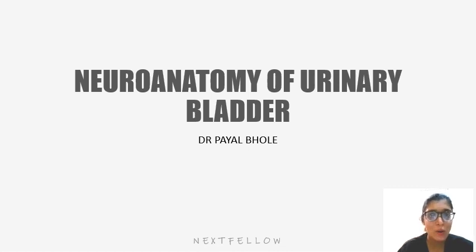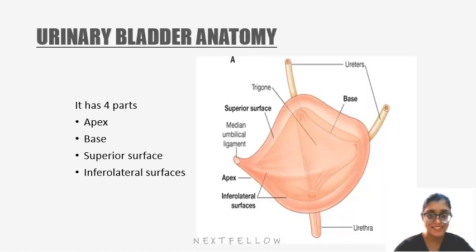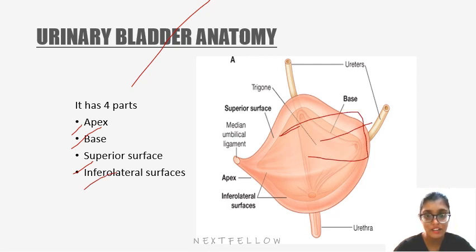So in this video, I'll be talking about the neuroanatomy of the urinary bladder. Coming to the urinary bladder anatomy, it has 4 parts, which consist of the apex, base, superior surface, and inferolateral surface. This is the base. This is the trigone of the bladder. This is the apex. This is the downward part, and the inferolateral surfaces.